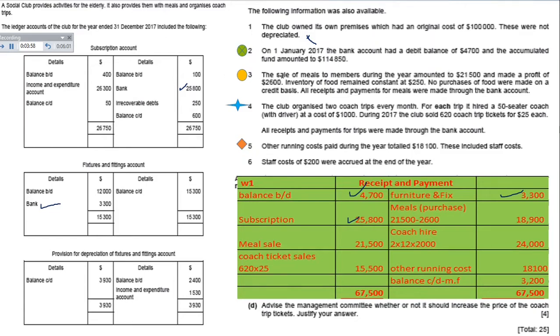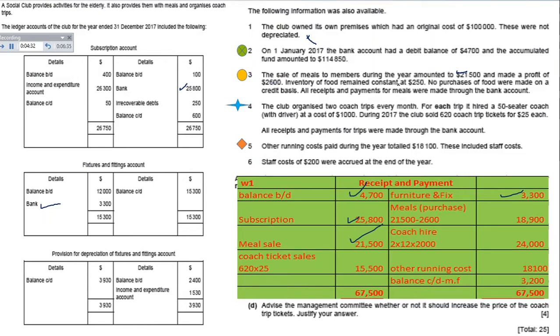Number 3, the sale of meals to its members during the year amounted to 21,500. Sale of meals. So obviously when you sell meals, cash is going to come in. So bank on debit. Here is 21,500. So this is recorded. And it made a profit of 2600. So made a profit of 2600 means you have a selling price, you have a profit. If you find the difference, that's your purchase. So obviously that amount is your expenses.